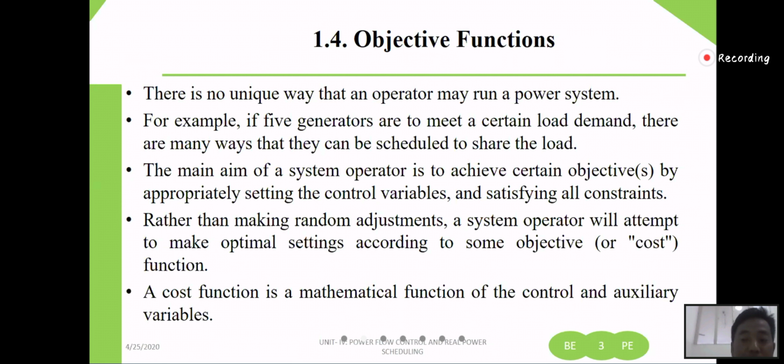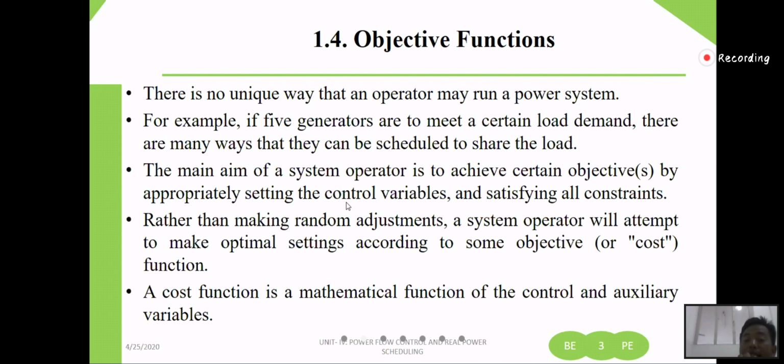That objective, everybody knows, is to make a profit. So there should be less expenditure and more income. That objective we have to fulfill, but to fulfill it, we can run in different ways. Every operator can run in their own way. But when you run in a different way, we have to satisfy the control variables, constraints and so on. But there is no unique way, no definite rule as such that we have to run.